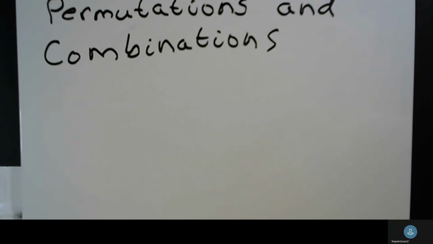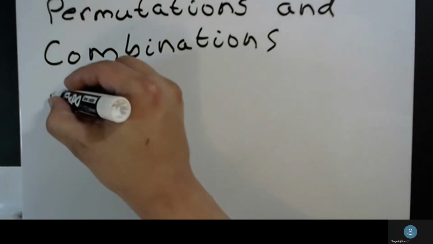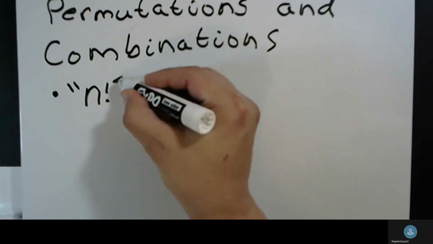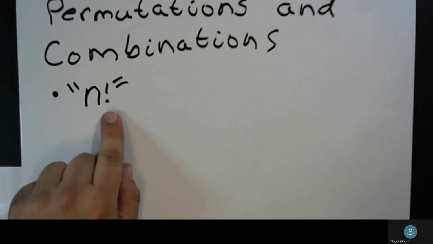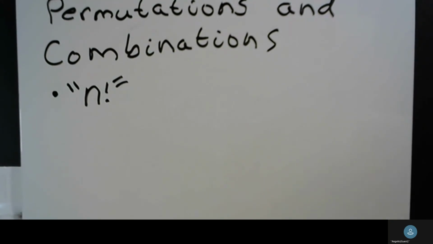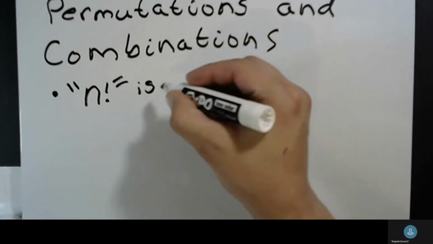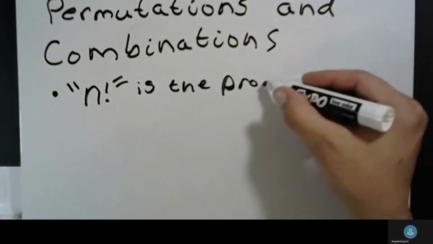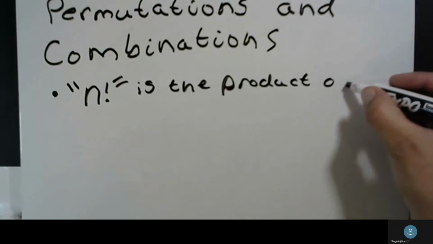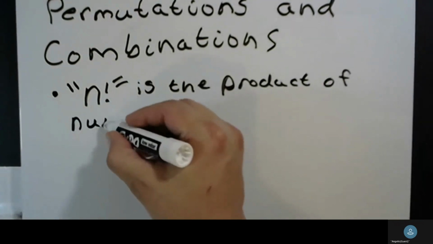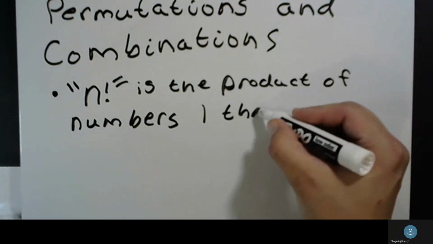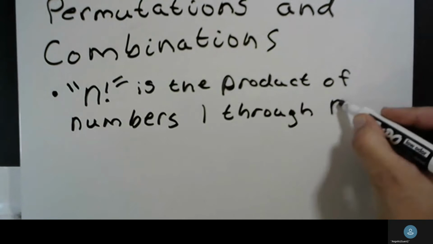operator. And it works like this. And there's a key on your calculator. If you have a scientific calculator, you'll see this exclamation point or something with an exclamation point on it. And that's what this means. It's the product of numbers 1 through n.